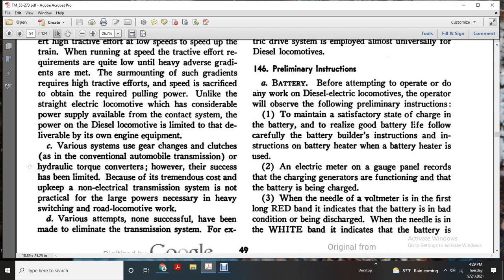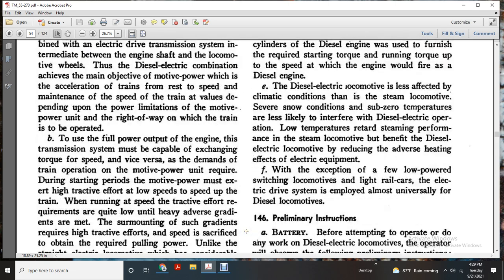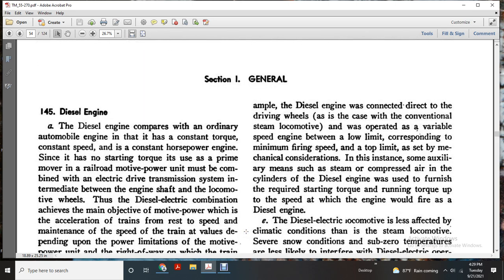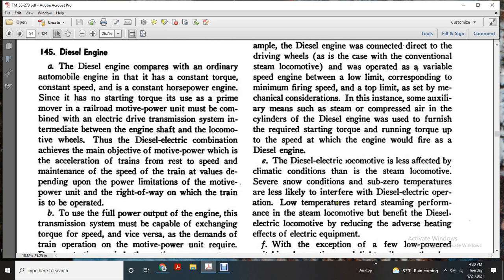Various unsuccessful attempts have been made to eliminate the transmission system. For example, the diesel engine was connected directly to the driving wheel. The conventional steam locomotive operated with a variable speed engine between a low limit and a top limit, and could respond from a minimum speed. Some auxiliary means, with steam or compressed air in the cylinder, was used to start the diesel engine. The engine required starting torque and running torque up to the speed at which the engine was fired.